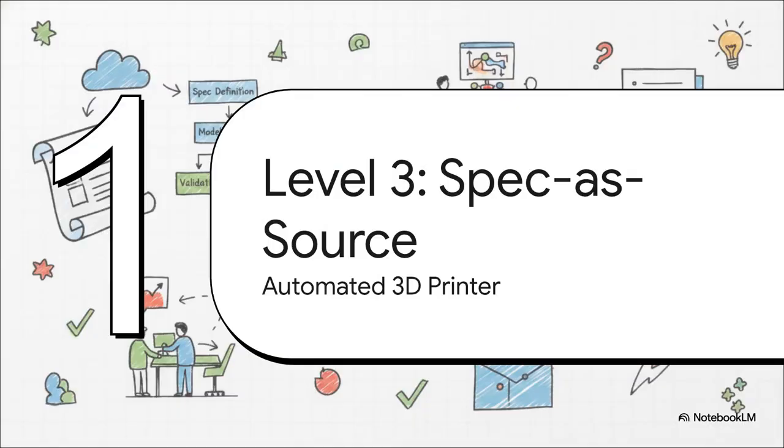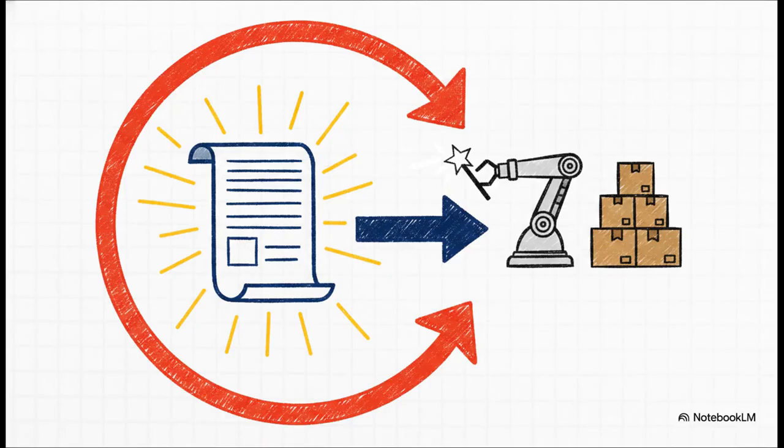All right, now we're stepping into the really bleeding-edge frontier of AI automation. Section 4, Level 3, Spec-as-Source, or the fully automated 3D printer. The appeal of Level 3 is literally massive. In this model, the specification isn't just documentation anymore. It is the primary artifact. You only ever edit the spec. You never ever manually touch the final code or the final document yourself.